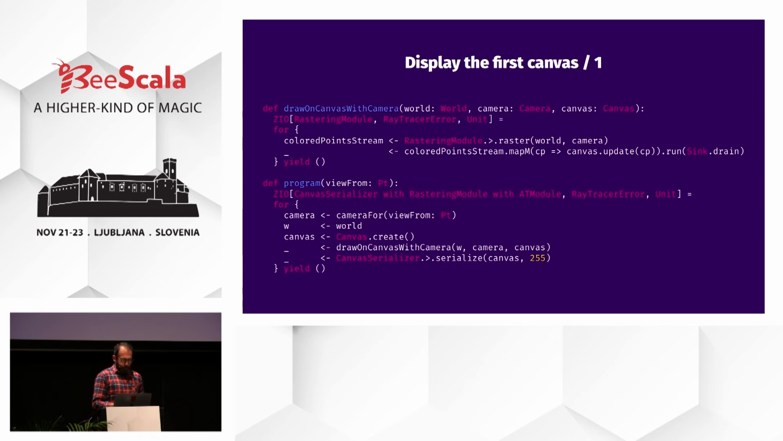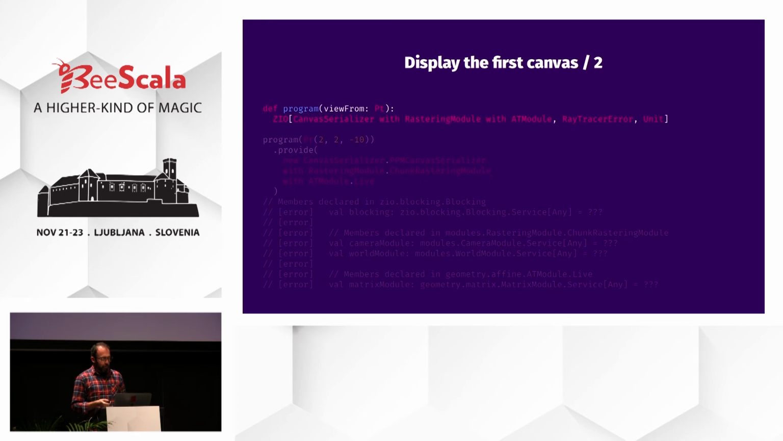So we create a camera. We have a world. Then we create a canvas where our pixels will be colored, and what we have to do is just call this draw on canvas with camera method that will just call our rastering module. We'll ask for the stream of the colored pixel. We'll put them in the canvas through this mapM, which is the effectful. We want to execute a side effect for each of the colored pixels. Put them in the canvas. And essentially, that's it. So after this, we will have colored our canvas with all the colors of our image.